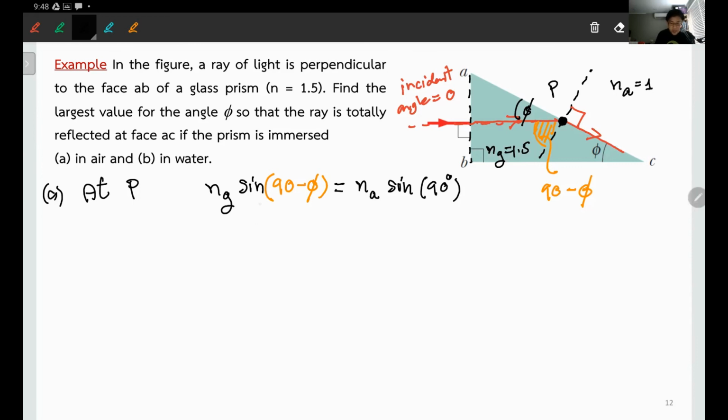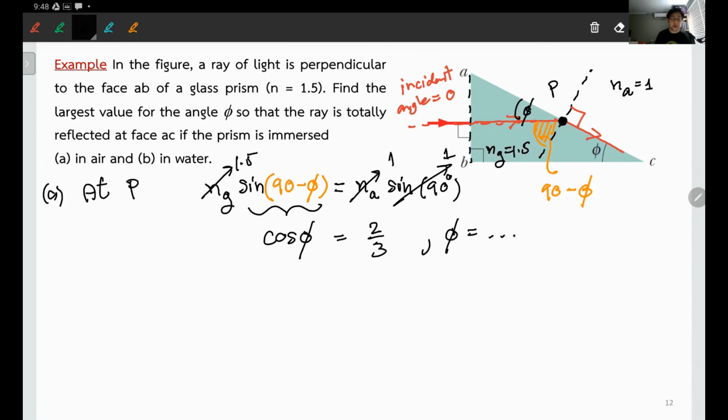And of course, sine of 90 minus phi equals cosine of phi. You guys remember this property here? Okay, when you do sine of 90 minus something, you can use the co-function of that sine, which is the cosine. Okay, in glass it is 1.5, in air it is 1. So you say cosine of phi is 1 over 1.5, which is 2/3. And that's it. So you can say phi equals inverse cosine of 2/3 and you're done.